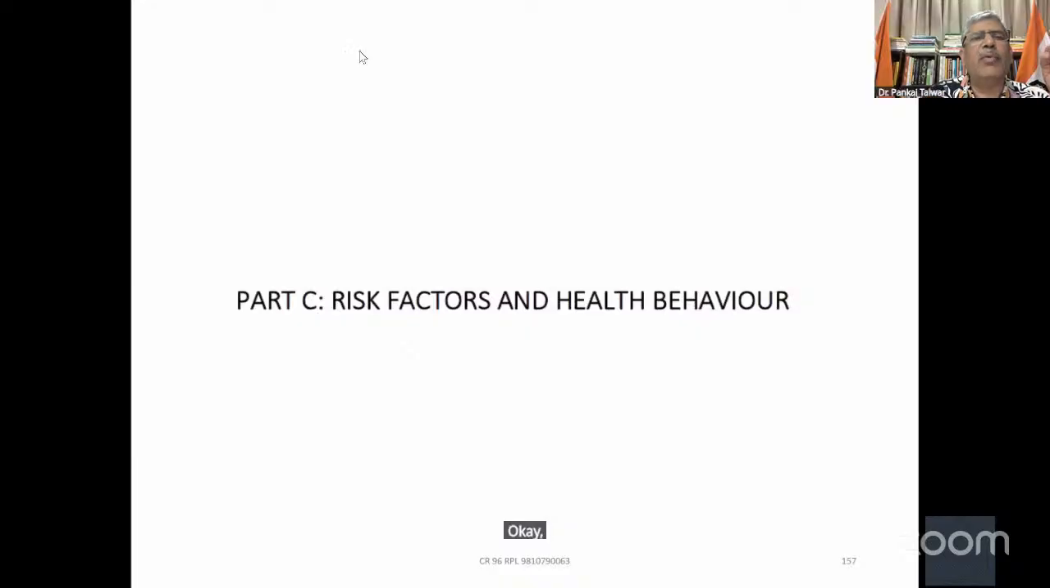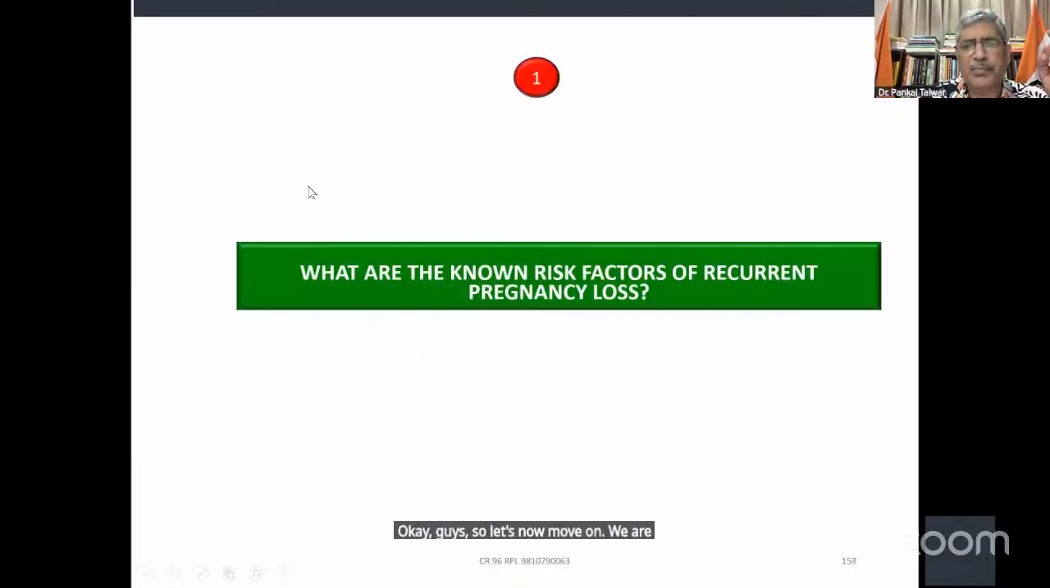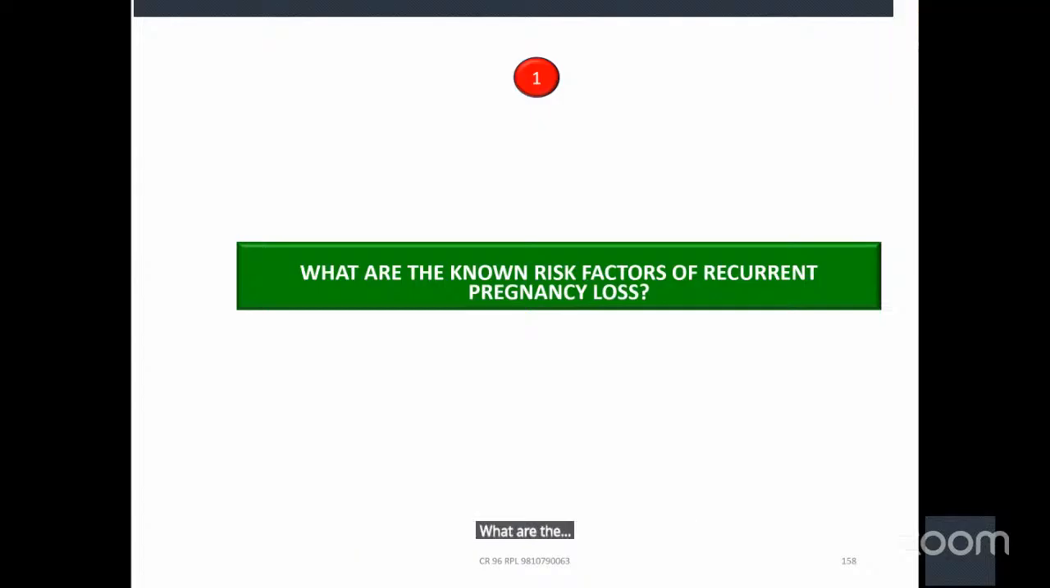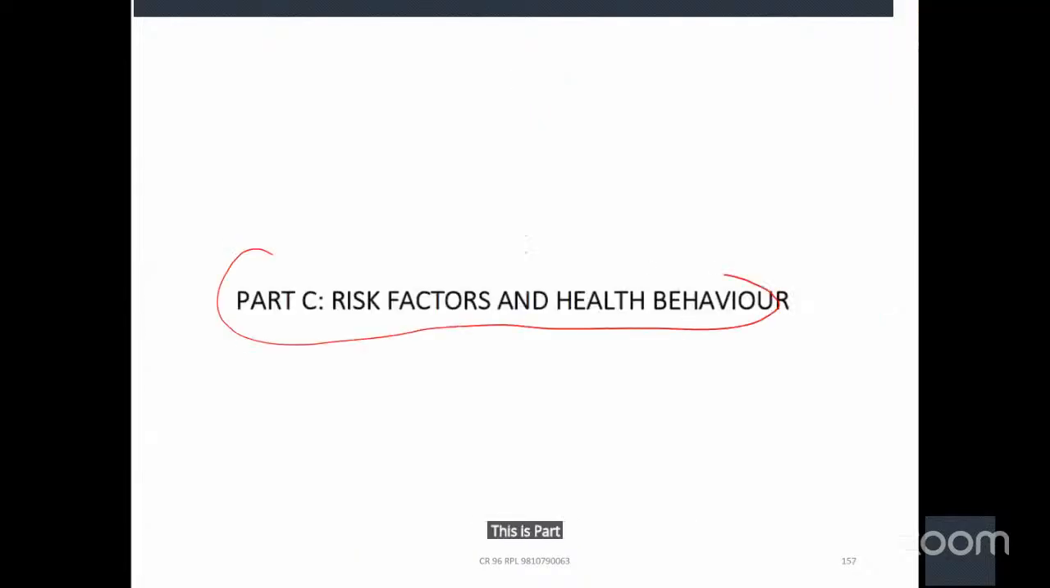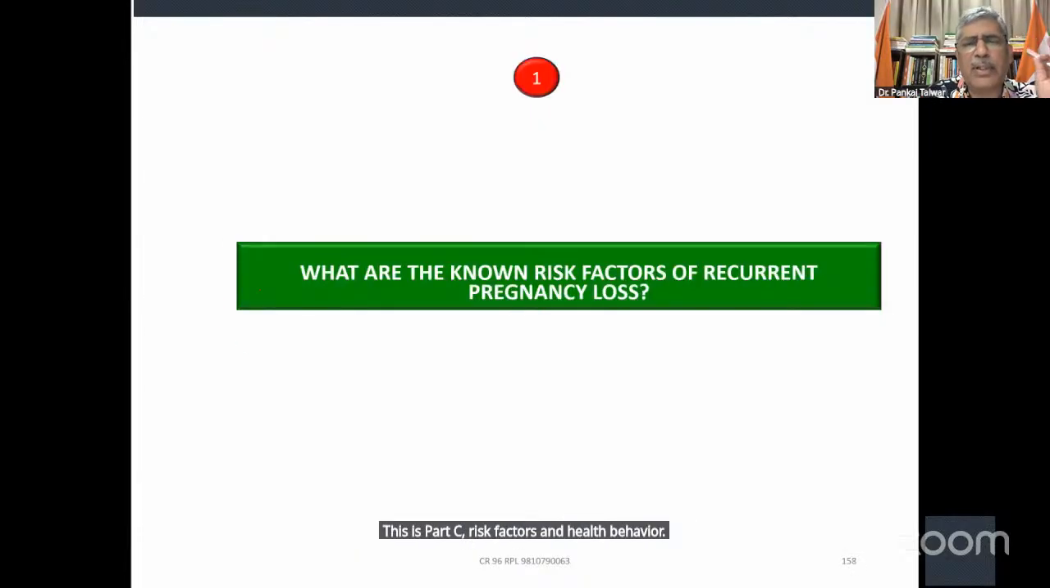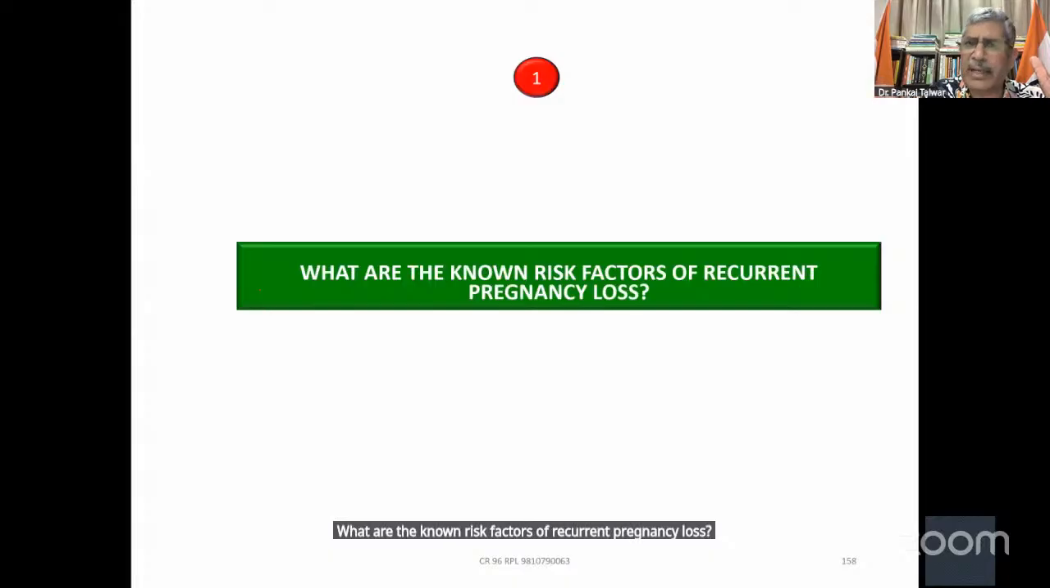Okay, guys, so let's now move on. We are at the 300 count. This is part 2, part C, risk factors and health behavior. So what are the known risk factors of recurrent pregnancy loss? Who will tell me? I want to ask you people, what are the known risk factors of recurrent pregnancy loss? Will someone tell me?